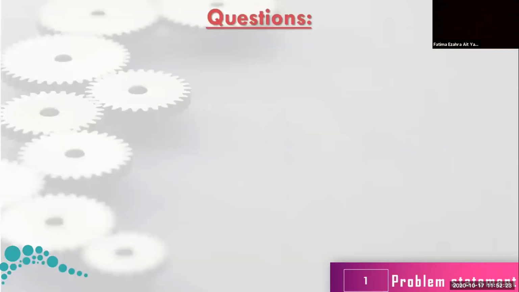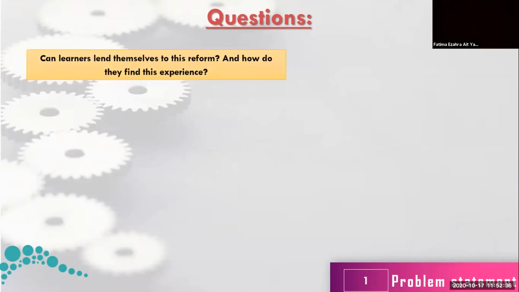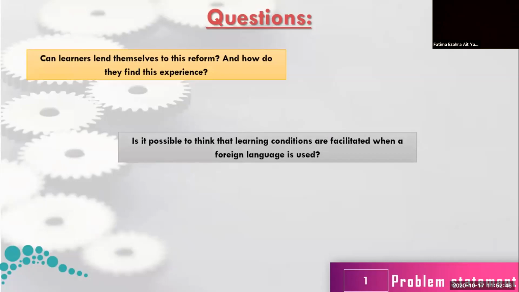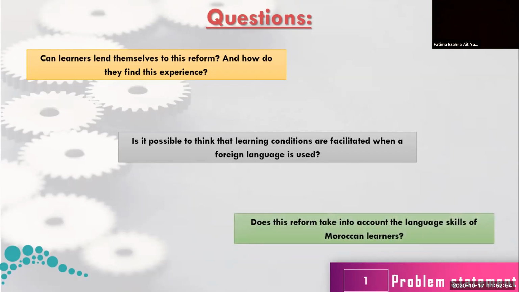So, in order to evaluate the experience of international section learners in light of these data, we are asking three questions. Can learners lend themselves to this reform, and how do they find this experience? Is it possible to think that learning conditions are facilitated when a foreign language is used? Does this reform take into account the language skills of Moroccan learners?